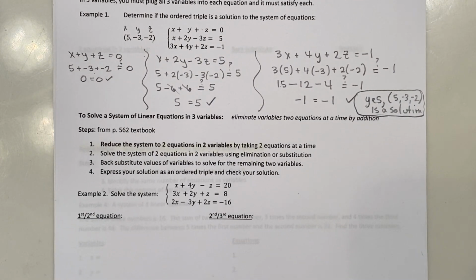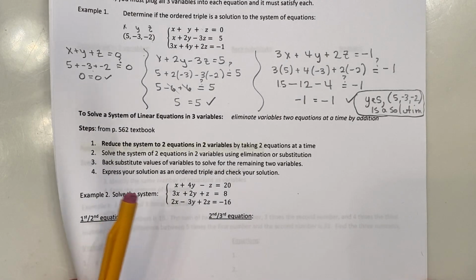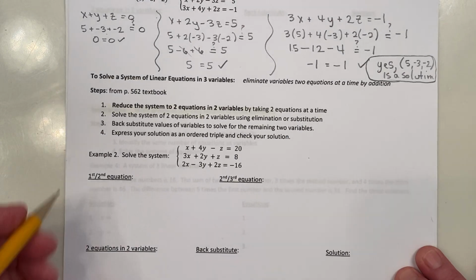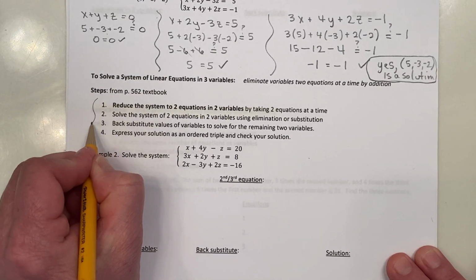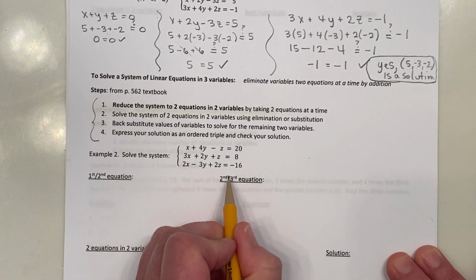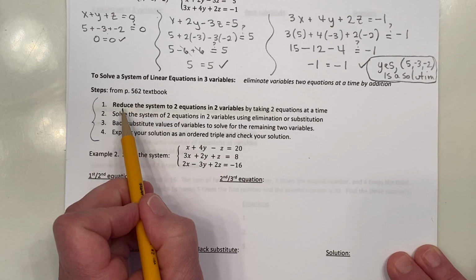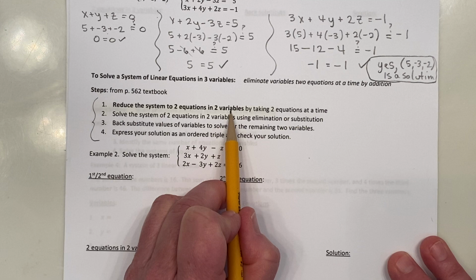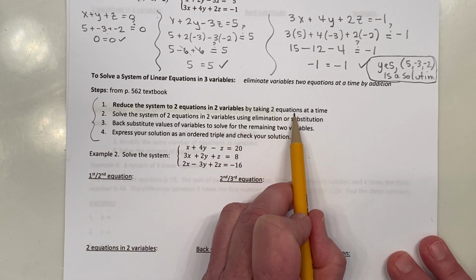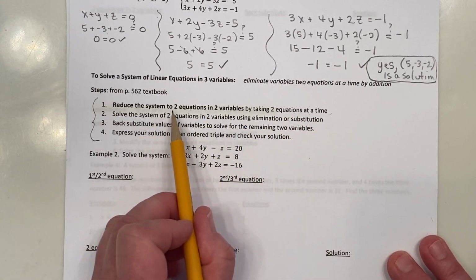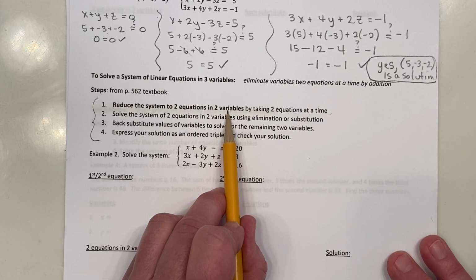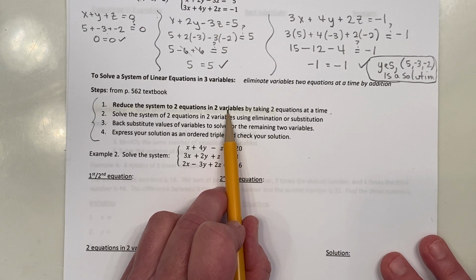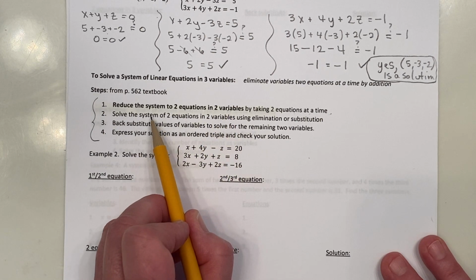All right, so the bulk of our work is going to be to solve a system of linear equations in 3 variables. And these are the steps that we're going to be using to solve a system of 3 equations in 3 variables. So we're going to reduce the system to 2 equations and 2 variables by taking 2 equations at a time. Once we get 2 equations with 2 variables, we have practice with solving that type of situation. We could either use the substitution or the elimination method.